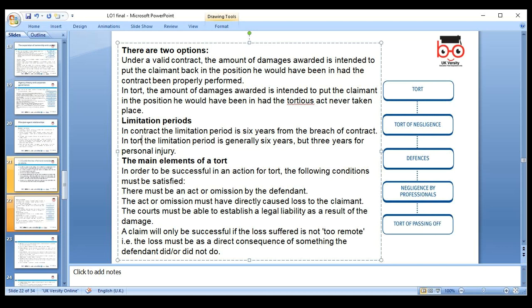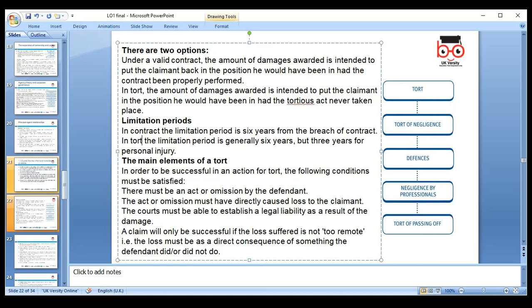Okay, the limitation period in contract is 6 years. Limitation period generally is 6 years, but 3 years for personal injury. If I fell in your premises and I had no pain and I reported that point, but I never went to make an injury claim, yes, that claim goes back to that.